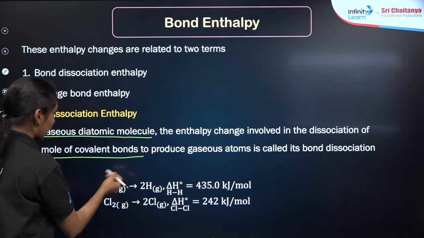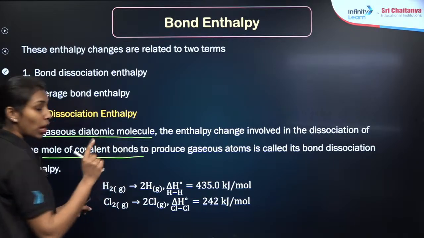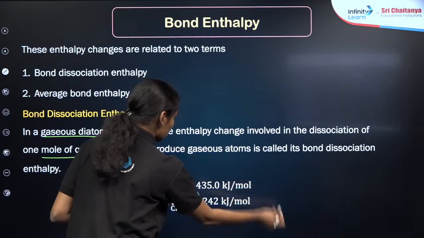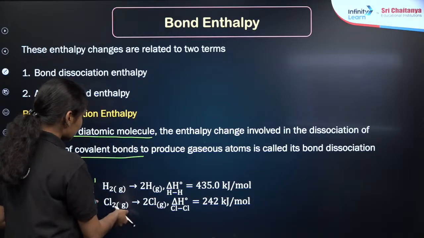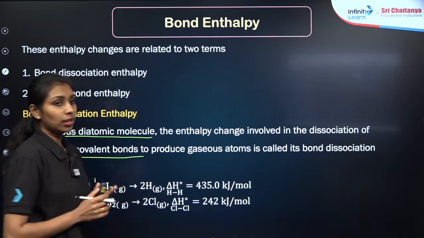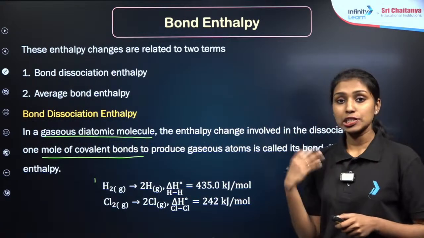The H2 molecule is a diatomic molecule. Whenever we give some energy to it, it breaks into 2 hydrogen atoms, so delta H is equal to 435.0 kilojoules per mole. Then for chlorine, delta H is equal to 242 kilojoules per mole. Right? This is for the specified case of a diatomic molecule.